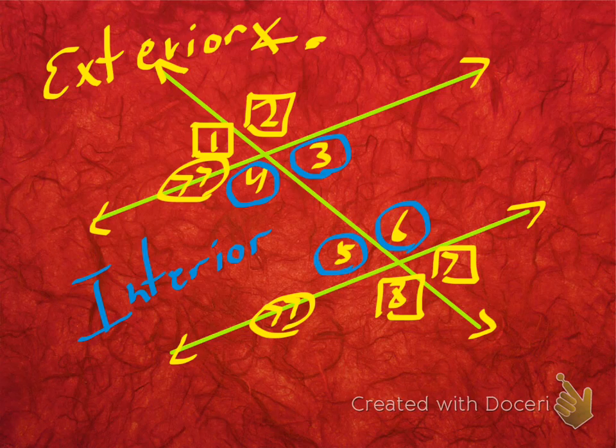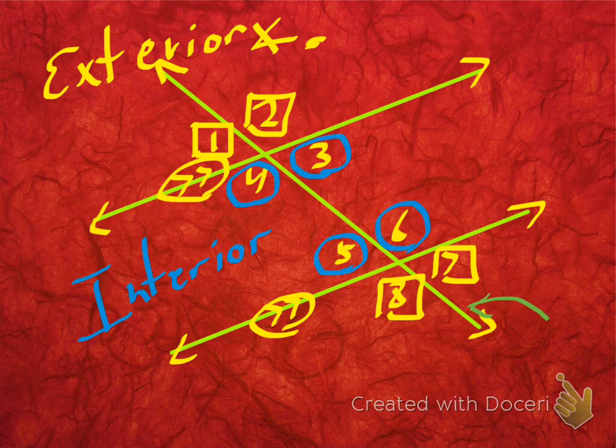Okay, now there's also another special term in this diagram right here. Sorry. Got a little frog in my throat right now. And that is going to be the name for this line right here. This line that cuts across the other two lines.